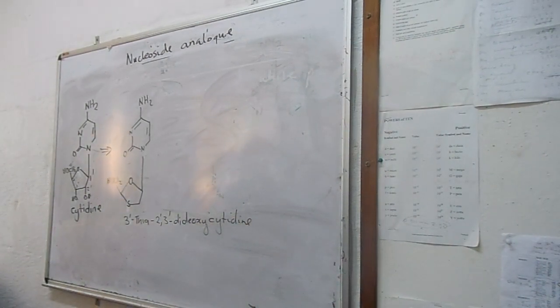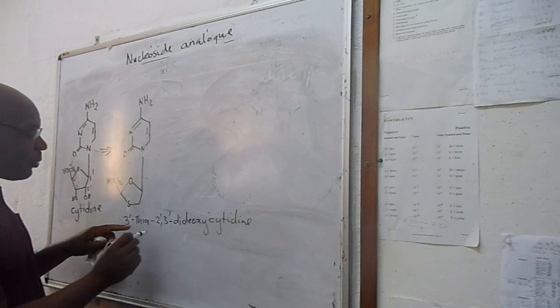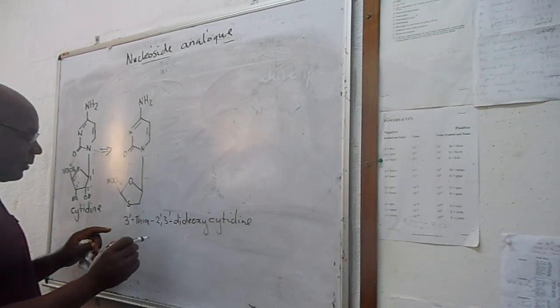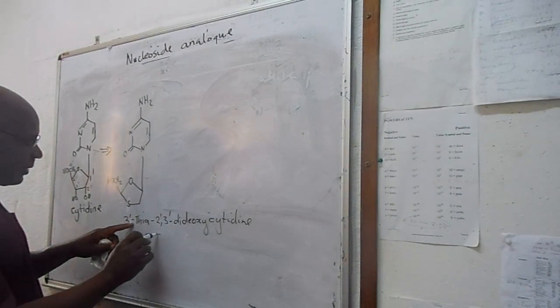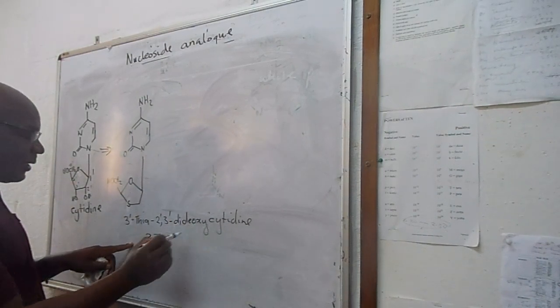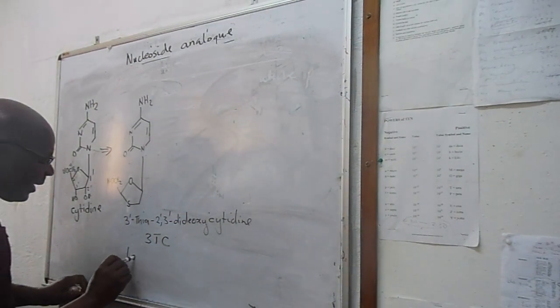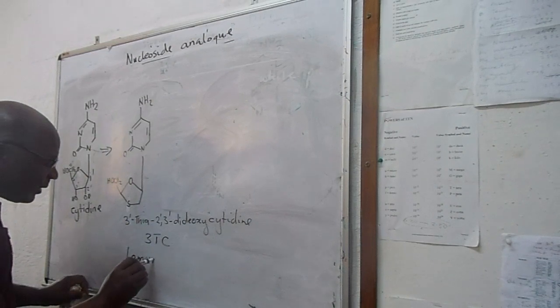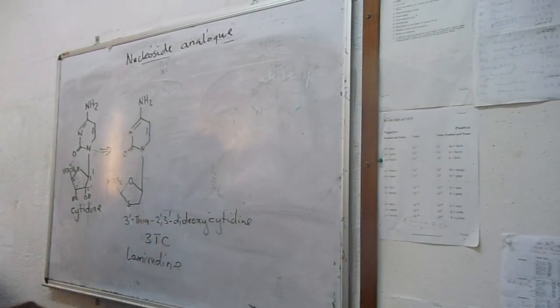Okay, parent is cytidine. If we want to write the shorthand, you can say 3TC. Some people call this lamivudine, which is a drug that is used to treat, again, HIV.